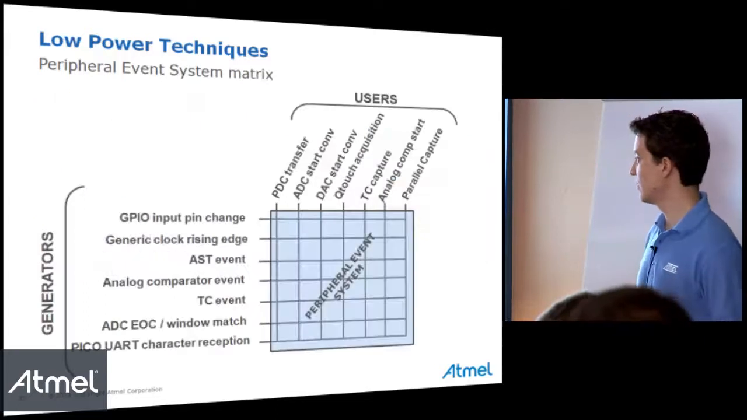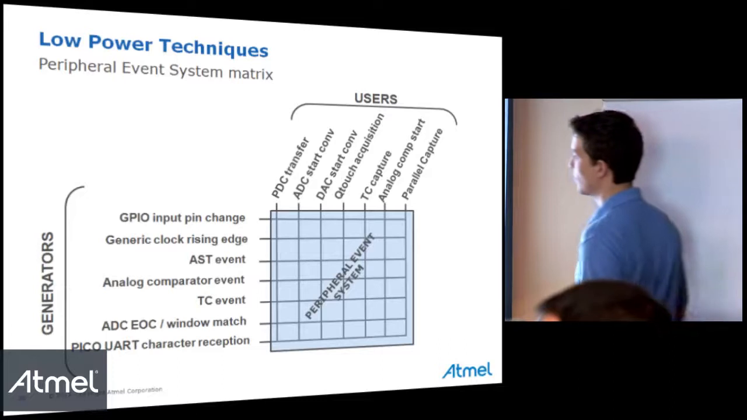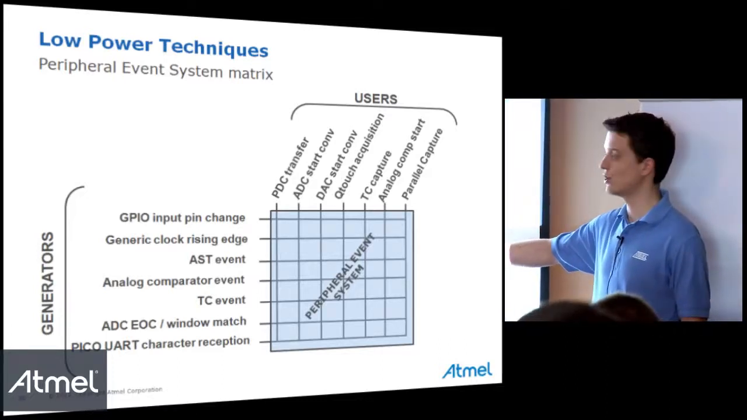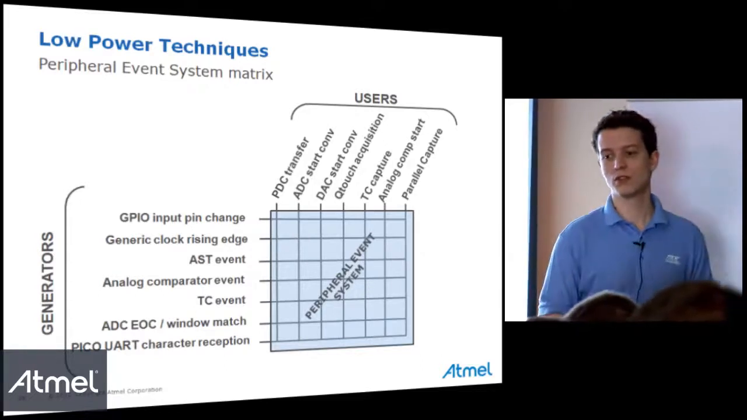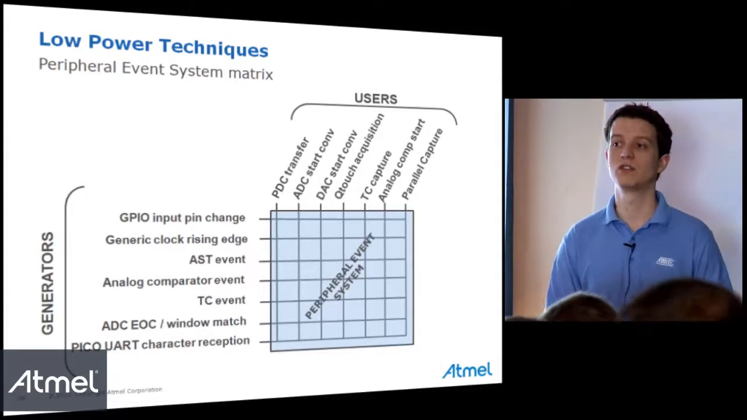So here is a short table, or matrix, that shows which peripheral can act as event generator or event user. You will be able to use the peripheral event system in a dedicated exercise just after the session.